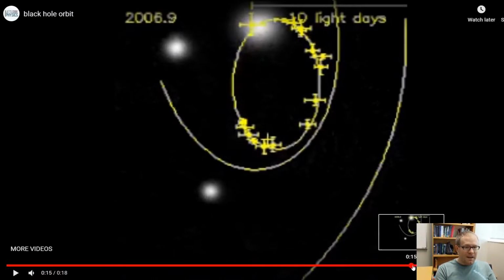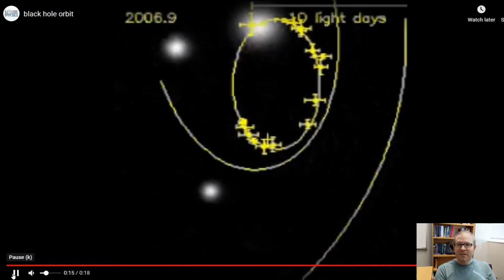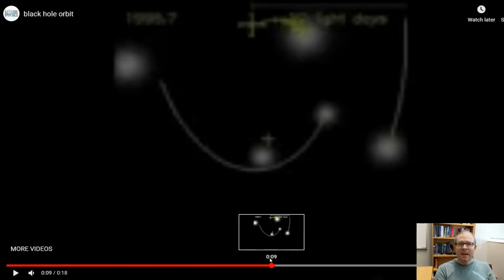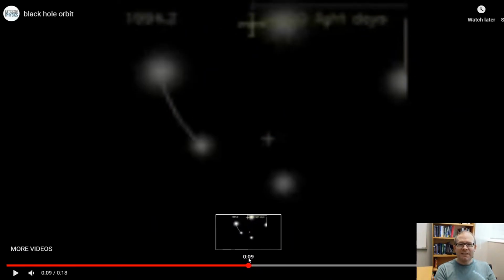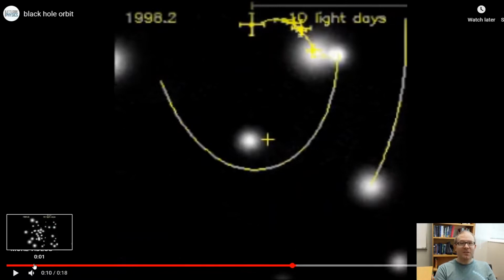So the orbit ends at about 2007, it looks like 2006.9. This is the year 2007 basically, and the orbit starts in 1990 something, 1994. So you can use that to get the period of the orbit going around.